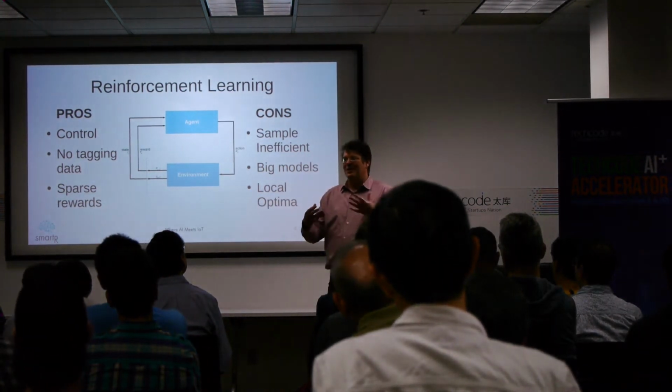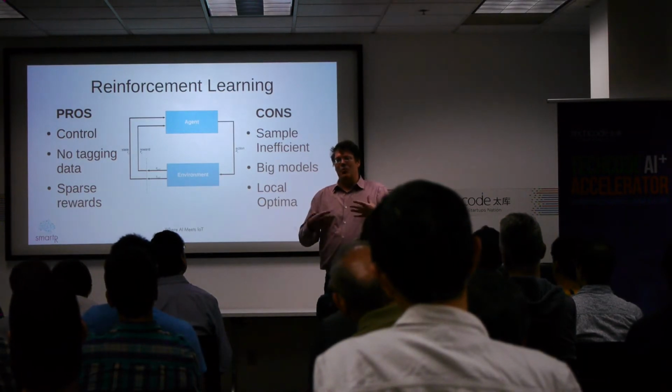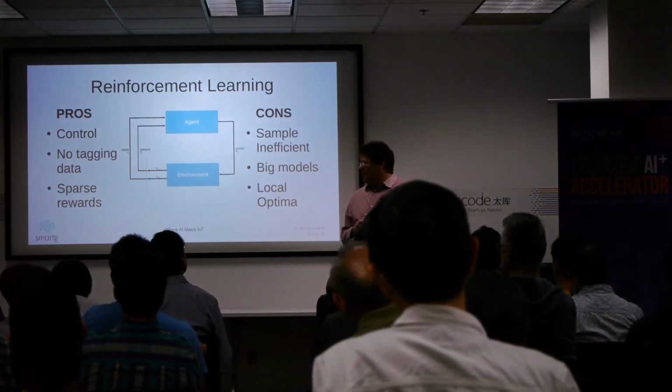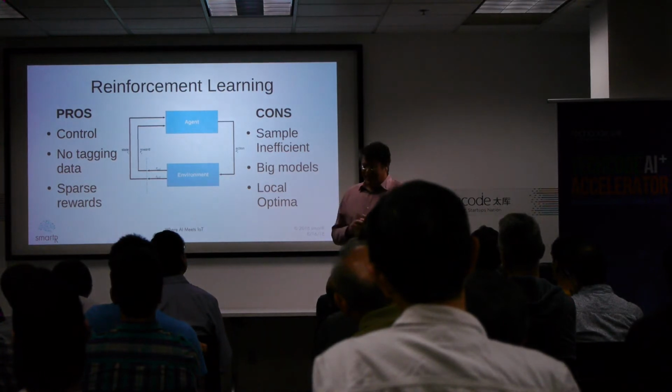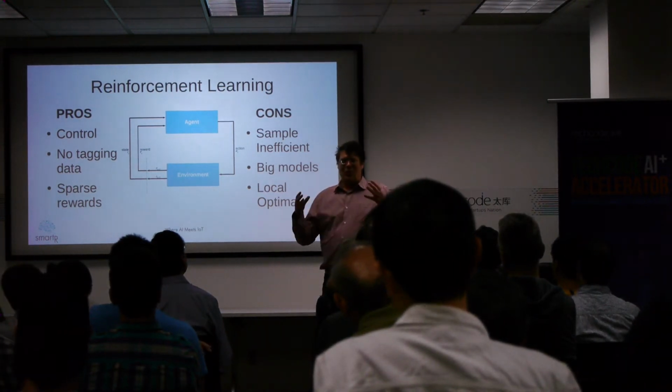So we need to start thinking about how do we make our policies and networks more efficient. And then the final one you don't hear so much about, but reinforcement learning has a habit of falling into what I call local optima.